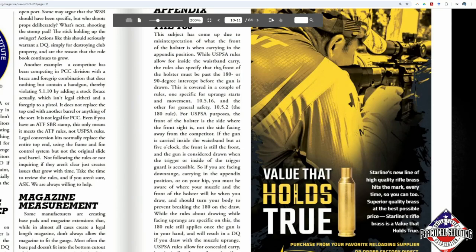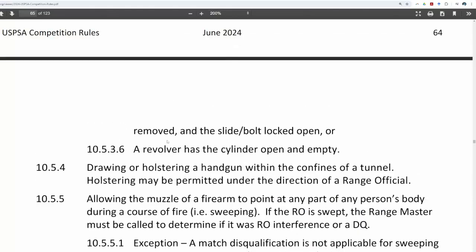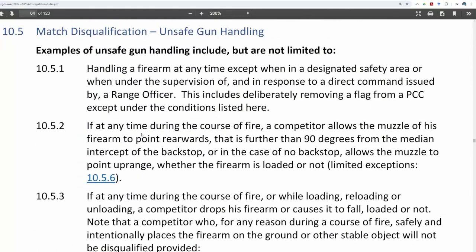So the NROI is clearly implying here, within this article and within the other blog posts, that the front of the holster has something to do with 10.5.2 and has to do with drawing at other periods of time. So we're going to look at 10.5.2 and DQs relating to that, right? So what do these rules have to say?